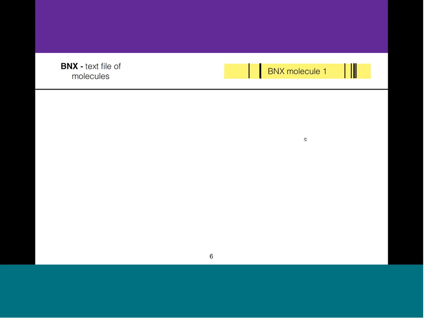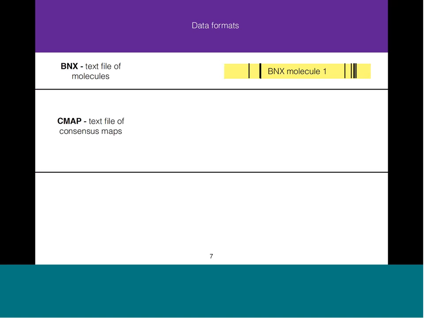Okay, so I'm going to be talking about a couple kinds of data formats that may be unfamiliar to some of you, so I'm just going to give you a brief introduction to the main ones. The first is a Bnx text file, and that's just a text file of the molecules that we get off of the machine, so the length of the molecule and the position of its labels.